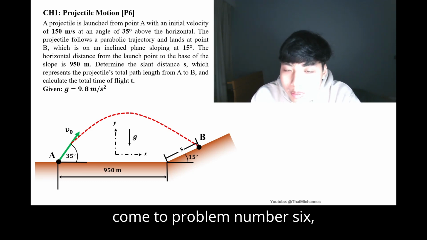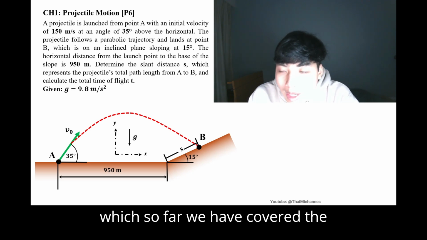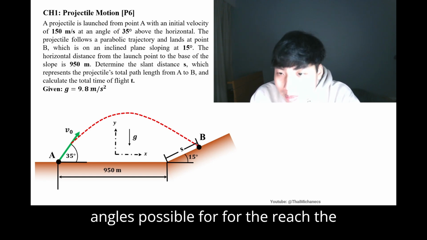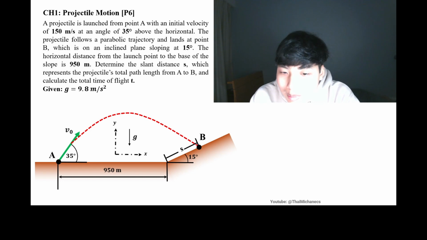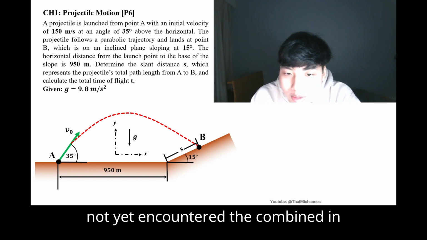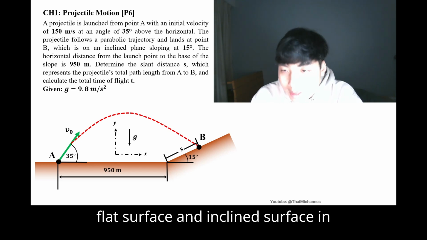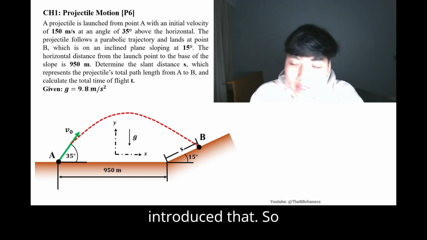Now we come to problem number 6. So far we have covered projectile motion, and determining multiple angles possible to reach the same target on an inclined surface, but we have not yet encountered a combined flat surface and inclined surface in the same question before. So this problem introduces that.